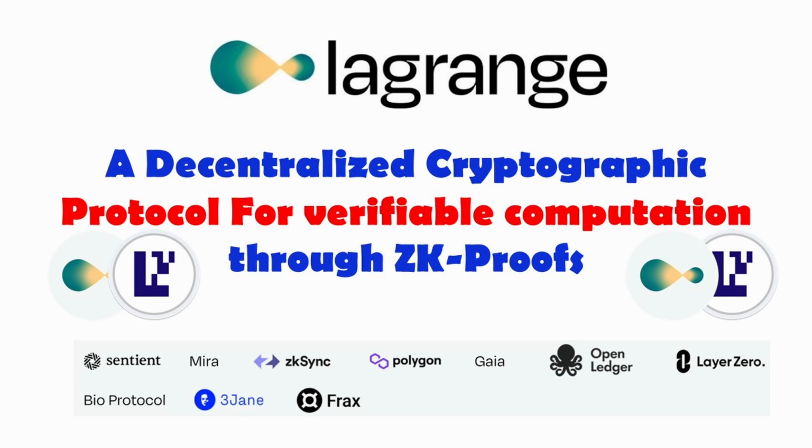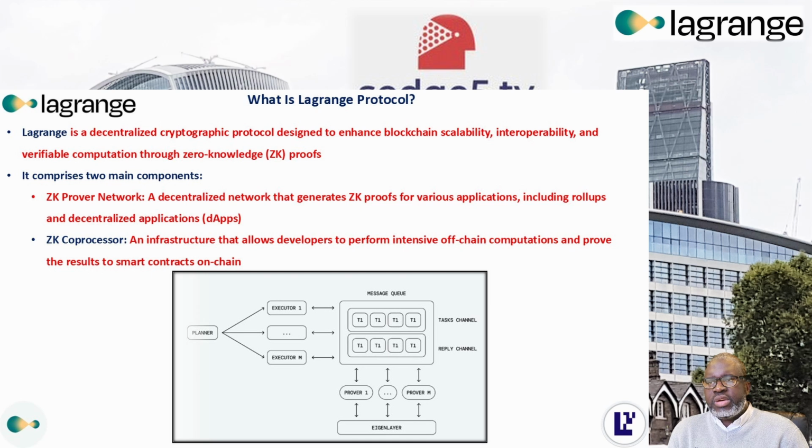That said, let's jump back to Lagrange, a decentralized cryptographic protocol designed to enhance blockchain scalability. The first main component is the ZK Prover Network, which is a decentralized network that generates ZK proofs for various applications, including rollups and decentralized applications or dApps. It operates as a marketplace for on-demand proving services, enabling diverse use cases. The second component is the ZK Compressor, which is an infrastructure that allows developers to perform intensive off-chain computations and prove the results to smart contracts on-chain. This enables applications to move heavy computation off-chain while ensuring cryptographic integrity.